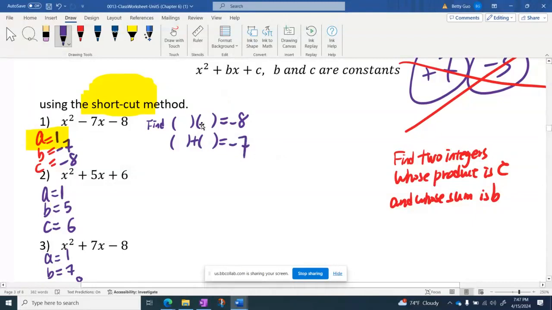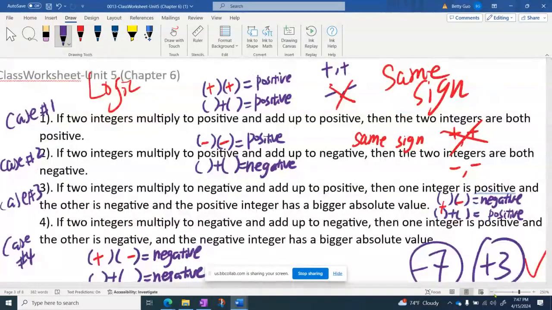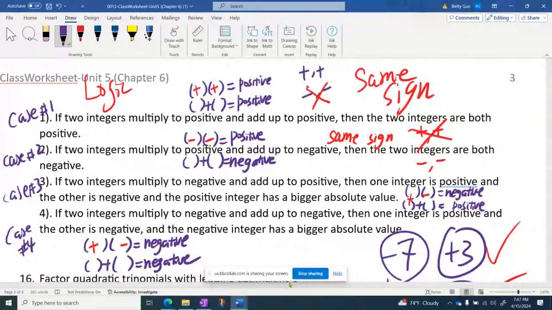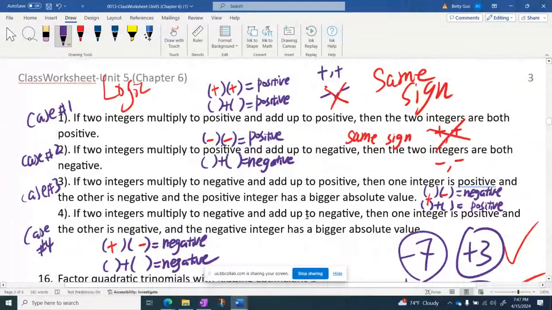So in this case, we are looking for two integers. They multiply to negative 8, which is the value of c, and add up to negative 7, which is the value of b. So we are looking for two integers that multiply to negative and add up to negative. Which case is this? Earlier we got 4 cases. Which case is this? We are looking for two integers that multiply to negative and also add up to negative.